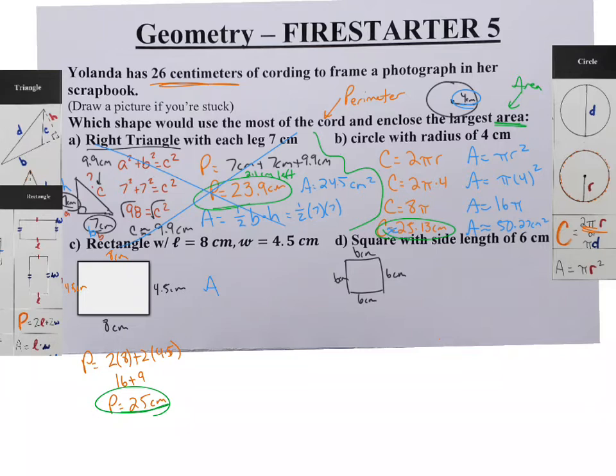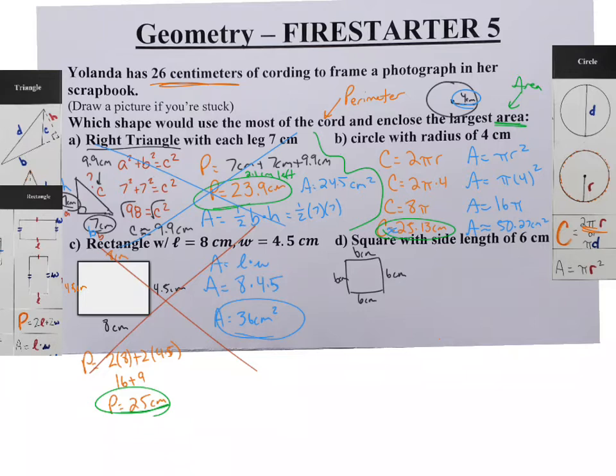Remember, area for a rectangle is length times width. So area is equal to 8 times 4.5. I just do my calculator, 8 times 4.5. I end up with exactly 36. So area is equal to 36 square centimeters. Don't forget your little 2 there, and you say it as square centimeters. Now, after all that, I still think B is better because B has a little bit less chord left over and still way more area.